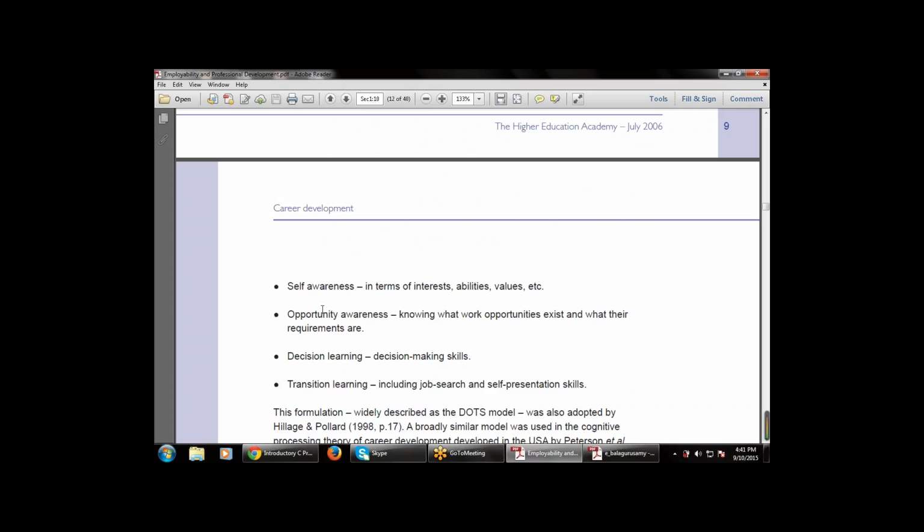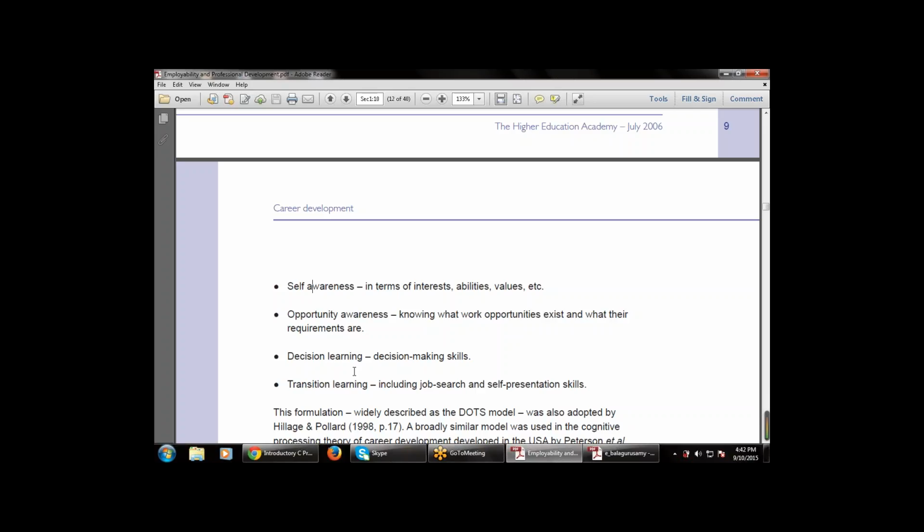Development of self-awareness is a part of career development. Self-awareness means believing in yourself, being aware of yourself in terms of interests, abilities, values, etc. Then opportunity awareness, knowing what work opportunities exist and what their requirements are. That is used for career development.